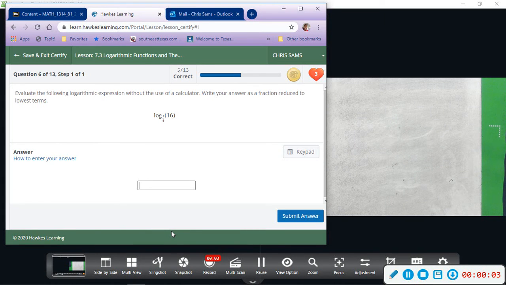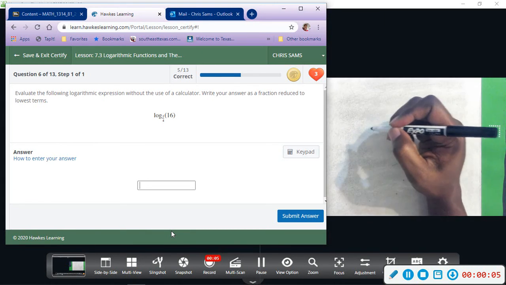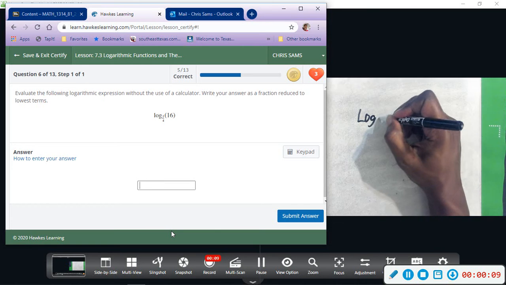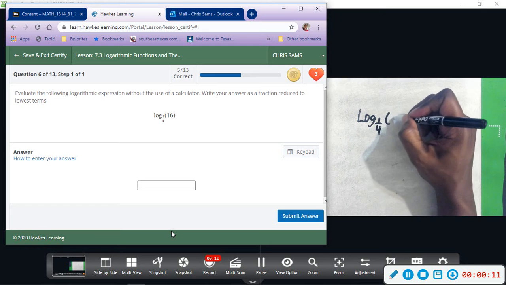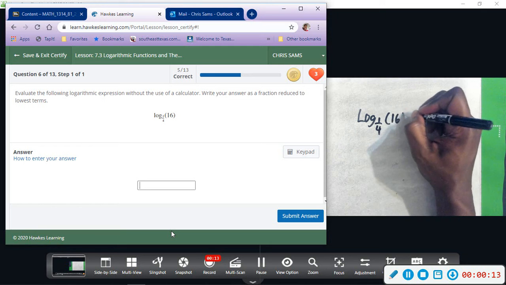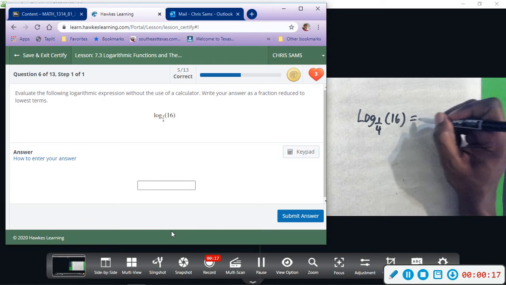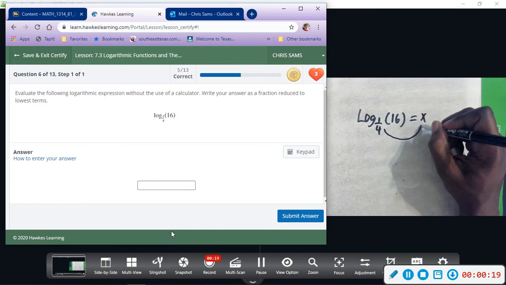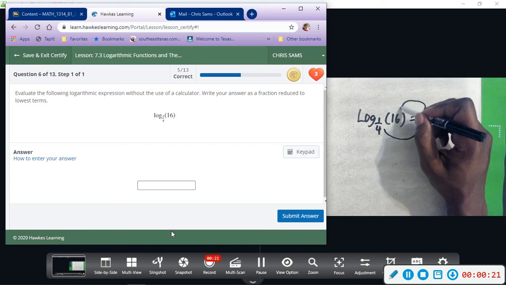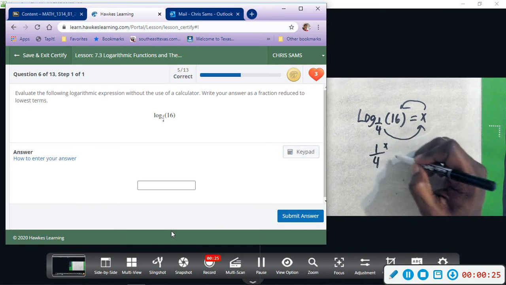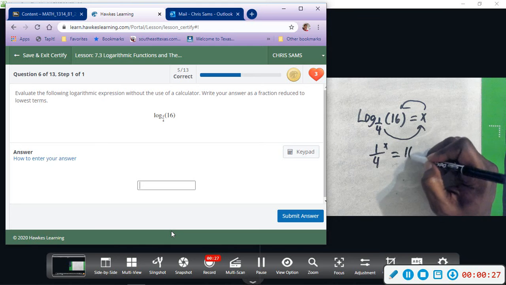Alright, number 6, we have log base 1/4 of 16, and we want to know what that equals. Again, without a calculator. So equals x. Remember that little circular method. Okay. So I'm going to have 1/4 raised to the x equals 16.